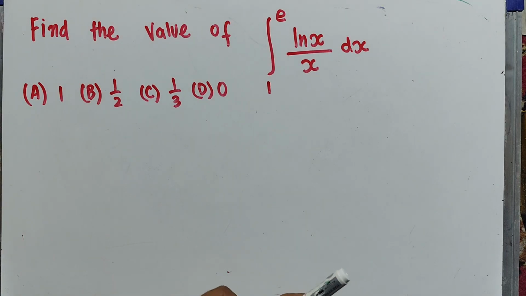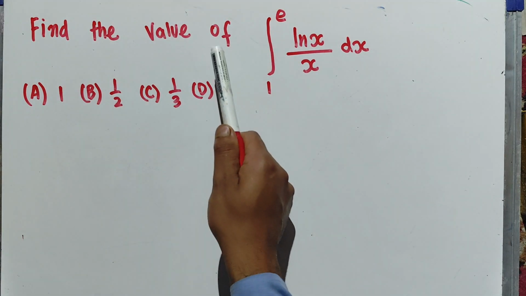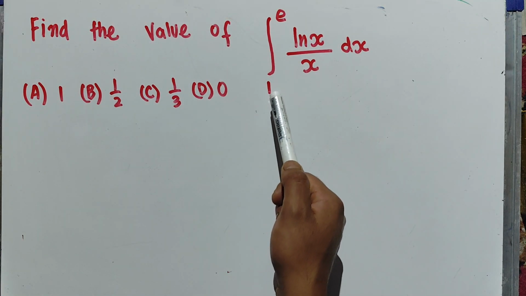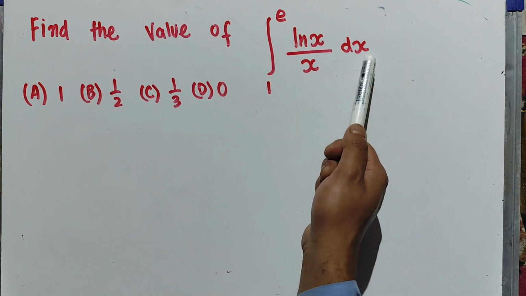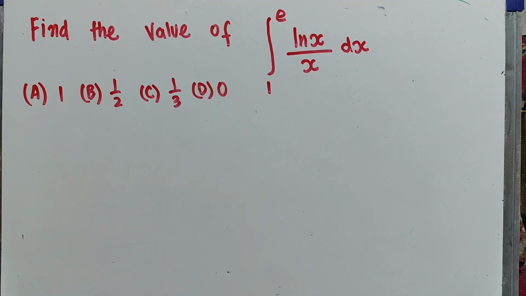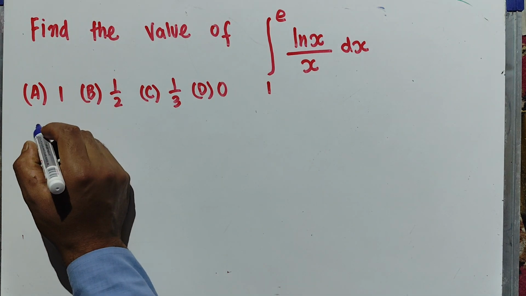Question on definite integrals. The question is, find the value of the definite integral from 1 to e of natural log of x upon x dx. Options are being given. We need to find out the correct option here. Okay, so let's rewrite the given definite integral.